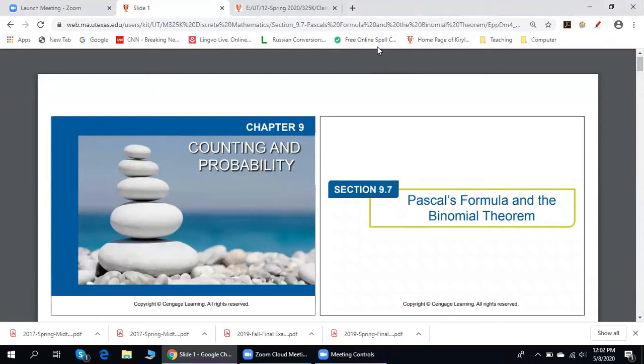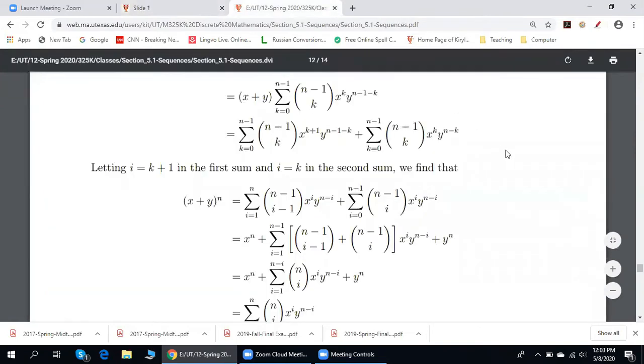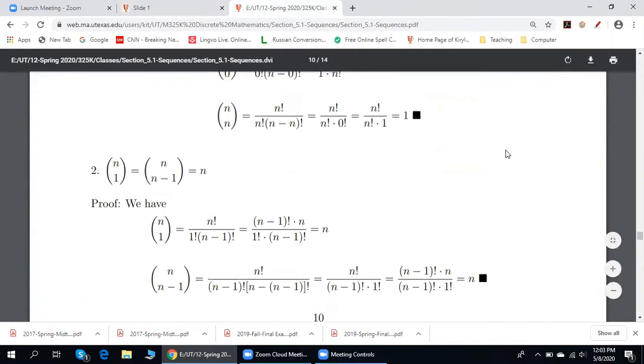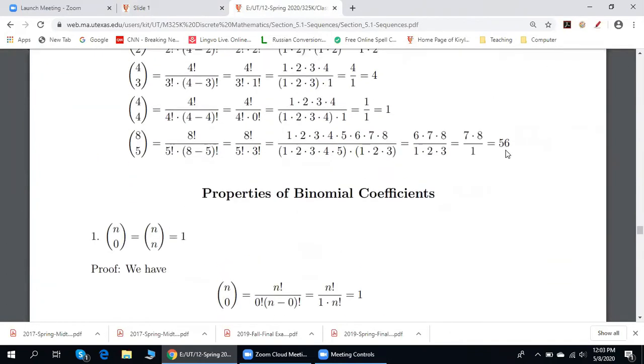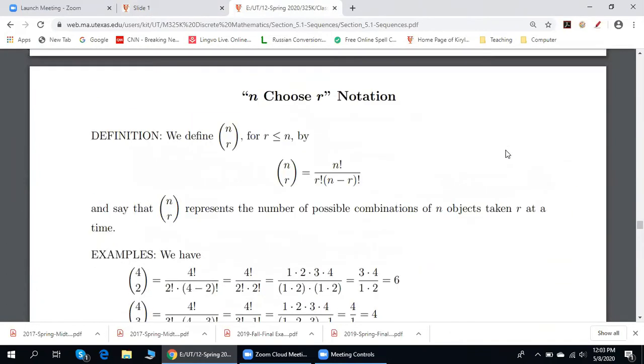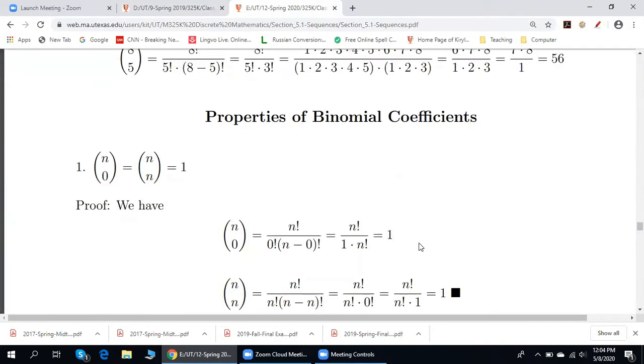Section 9.7, Pascal's formula and the binomial theorem. Basically, we discussed all these topics before. Therefore, let us switch back to one of our previous sections, section 5.1. In section 5.1, we introduced for the first time the choose symbol. Let us go over the properties once again.